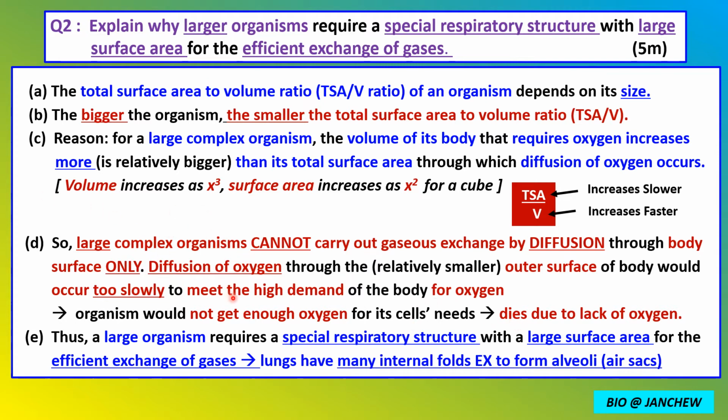Thus, it must increase its total surface area for gaseous exchange, so that more oxygen can diffuse into the body and then be transported to the cells. Thus, a large organism requires a special respiratory structure with a large surface area for efficient exchange of gases. For example, the lungs of animals, such as humans, have many internal folds. In humans, the lungs have alveoli or air sacs, which help to increase the total surface area of the lungs for efficient gaseous exchange.